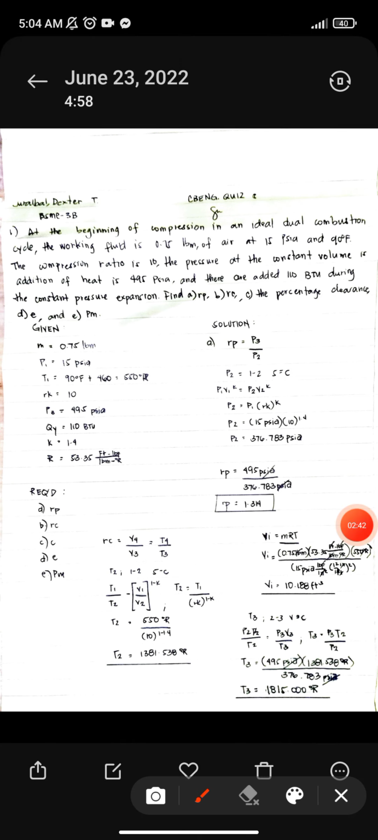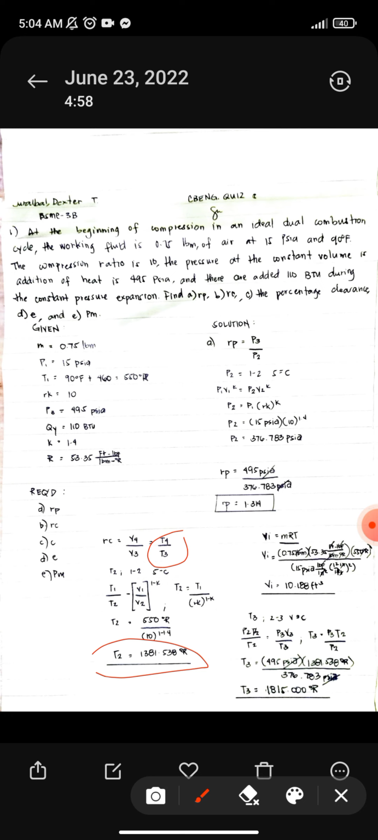And for the RC naman, we have V4 over V3 is equals to T4 over T3. So, para makuha yung ating RC, kailangan natin dito is T4 over T3. T3, yun yung gagamitin natin. And para makuha yung T3 natin, is kailangan muna natin ma-solve yung atin T2. So, kasi sa T3 is, ginamit ko dito is T3 over P3 equals T2 over P2. So, solve muna natin yung ating T2.